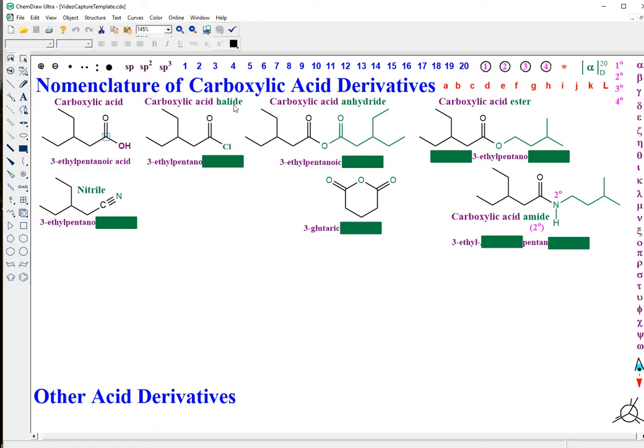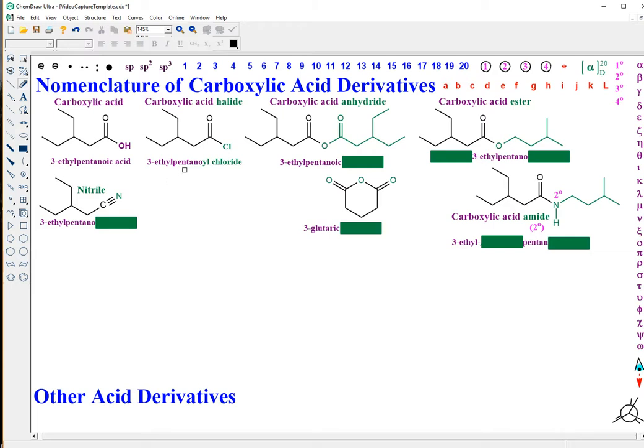In chapter 18, the first derivative, the most reactive of the derivatives, is the carboxylic acid halide. Clearly, the carboxylic OH is now a halogen, here a chlorine. Focus on what stays the same in naming these derivatives and what changes. We keep the whole name up to the O, and we lose the ic acid. The carboxylic acid halide is now an oyl chloride. So once again, you lost the ic acid only and replaced it with oyl chloride.